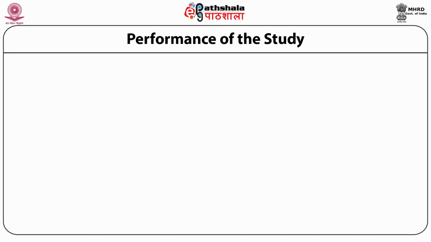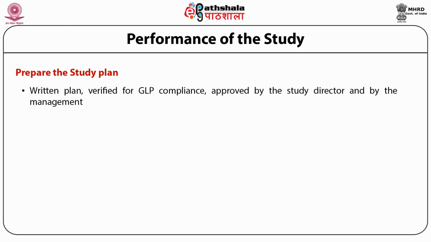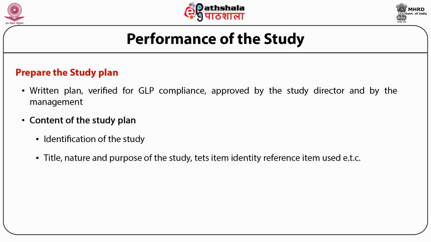The next principle is the performance of the study and the reporting of the study results. Performance of the study is done by preparing the study plan. This is the written plan verified for GLP compliance and approved by the study director and by the management of the test facility. The content of the study plan includes identification of the study, the title, nature and purpose of the study, test items identity, reference item used, etc.